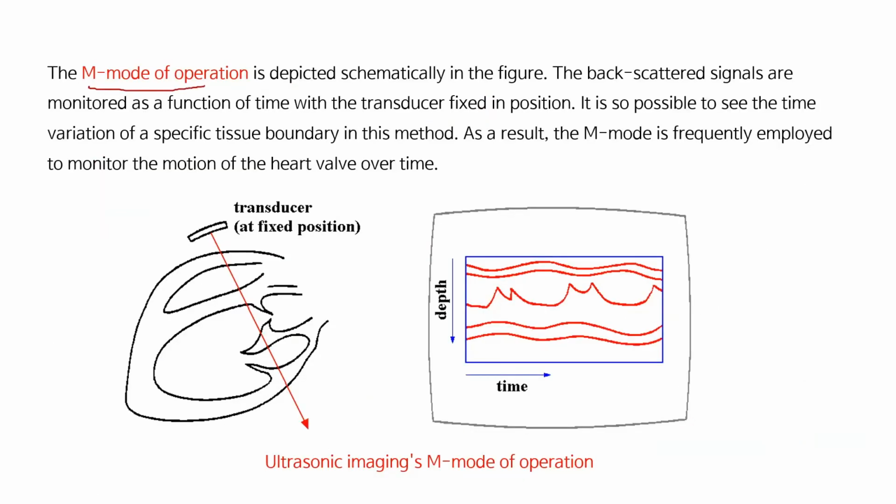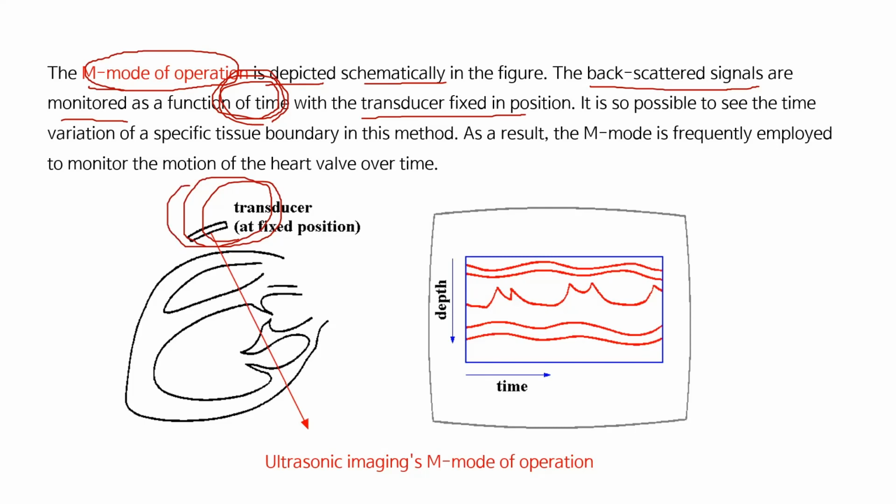The M mode of operation is depicted schematically in the figure. The backscattered signals are monitored as a function of time, with a transducer fixed in position. So the transducer is fixed at a certain position, and the backscattered signal is obtained as a function of time.